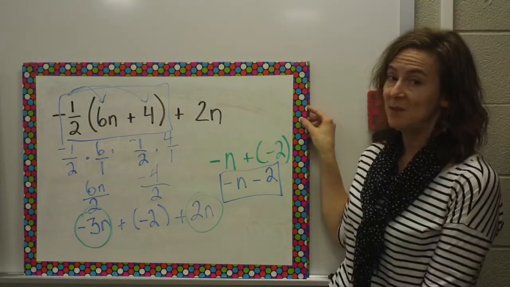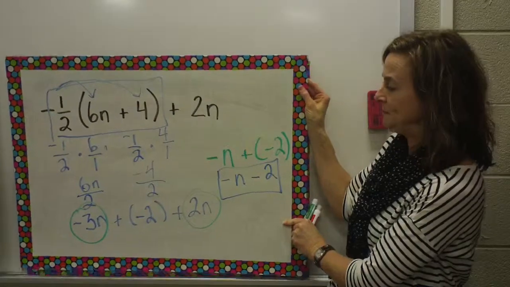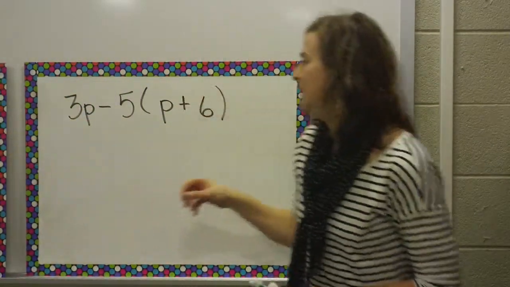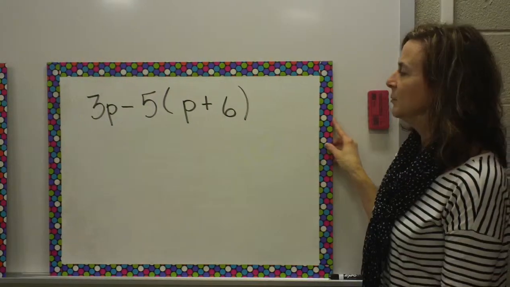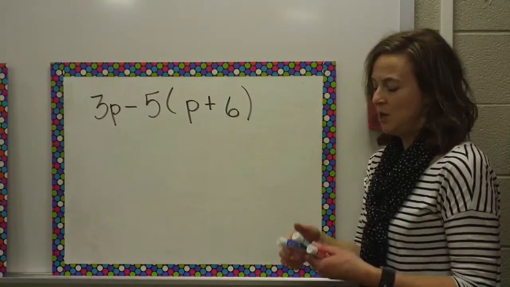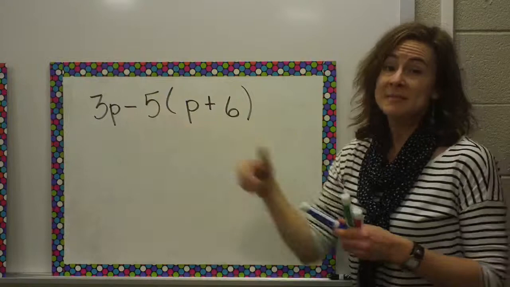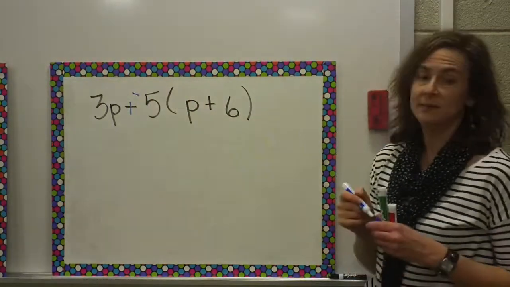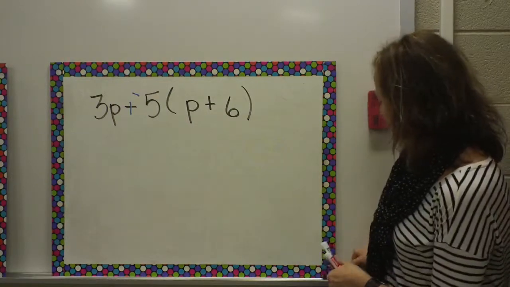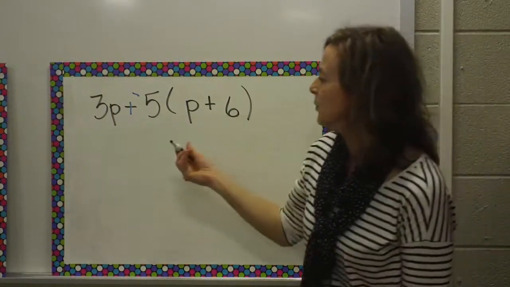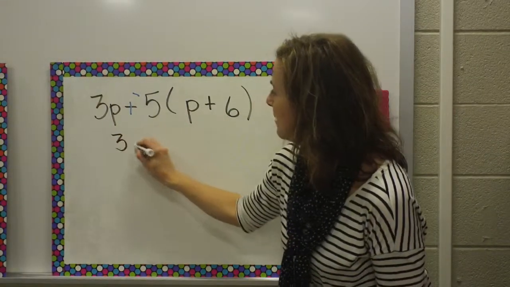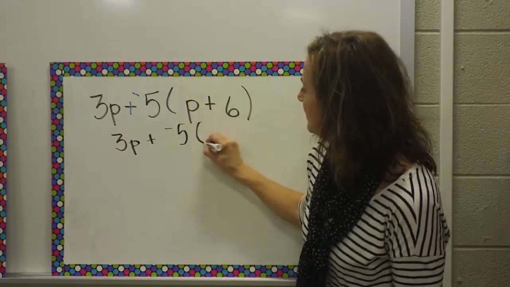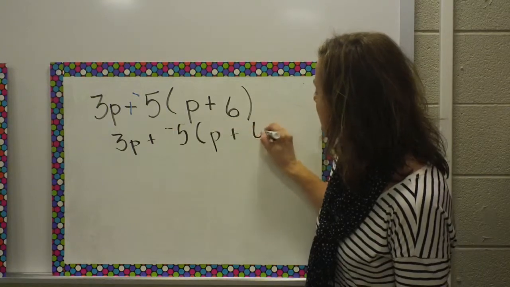Our one last example, make sure you have all the steps shown, is 3p minus 5, parentheses, p plus 6. So, here I'm seeing subtraction. I am going to KFC. I'm going to add the opposite. Then, my directions say to rewrite the expression. So I have 3p and a negative 5, parentheses, p plus 6.